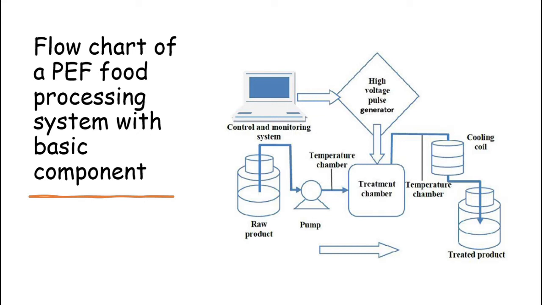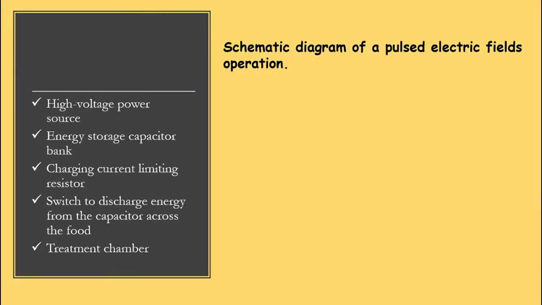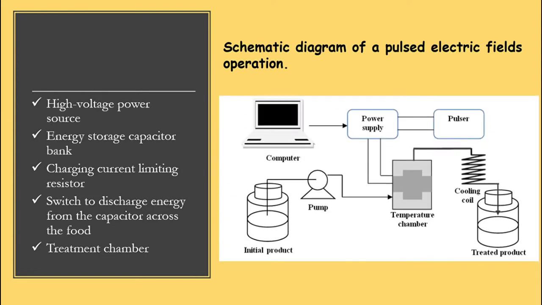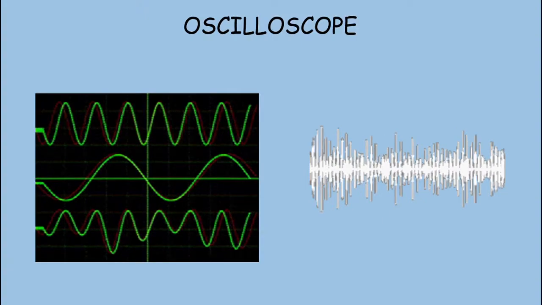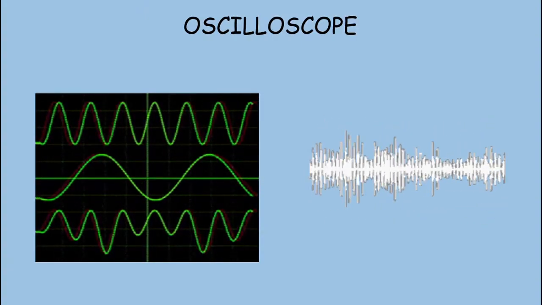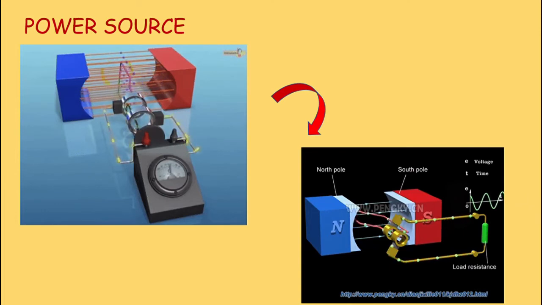So, a pulsed electric field processing system consists of a high voltage power source, an energy storage capacitor bank, a charging current limiting resistor, and a switch to discharge energy from the capacitor across the food treatment chamber. An oscilloscope is used to observe the pulse waveform. The impulse generation system transfers electric power from a low utility level voltage into pulsed high intensity electric fields.